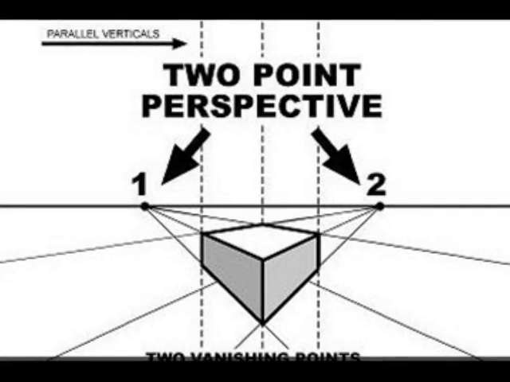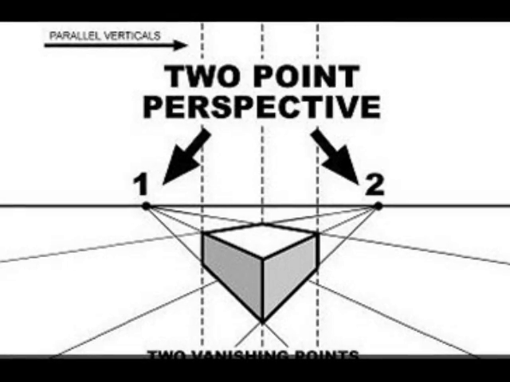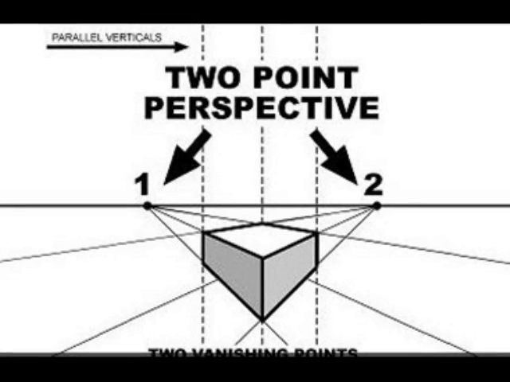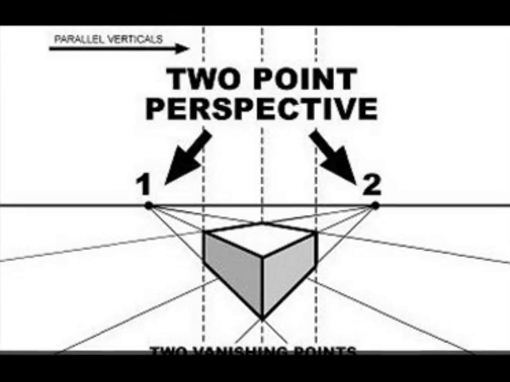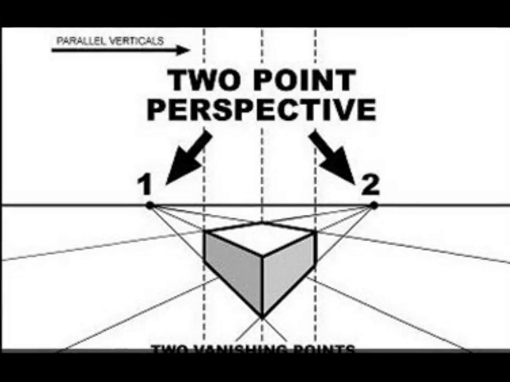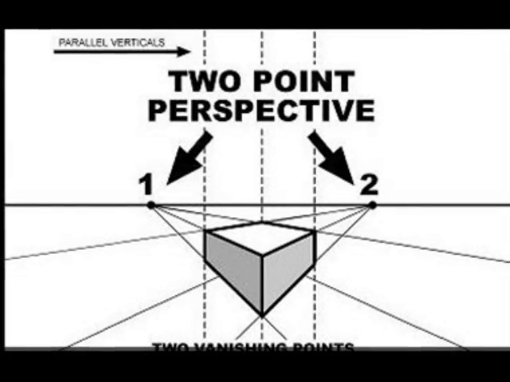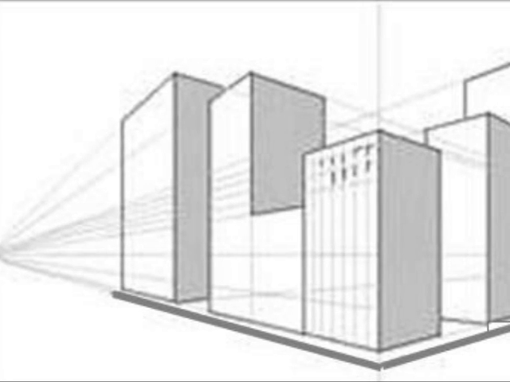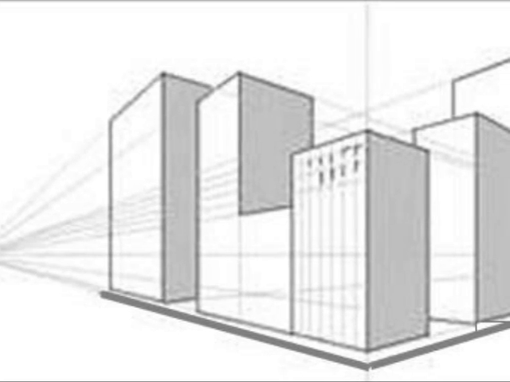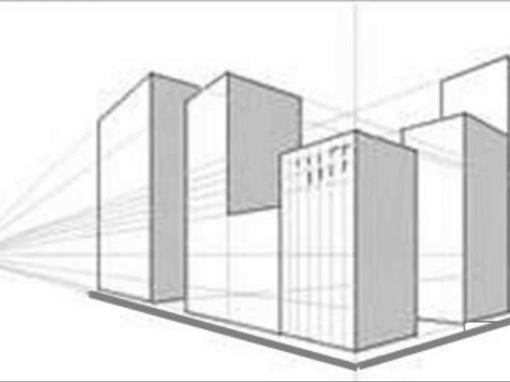Notice that all the lines in these drawings that are vertical, going up and down, are all parallel to each other, and all the lines that are horizontal are heading towards these diminishing points. So let's start by looking at what an end product looks like. Here's a city drawn in 2-point perspective.